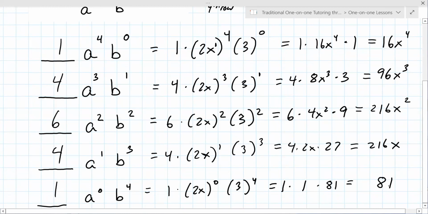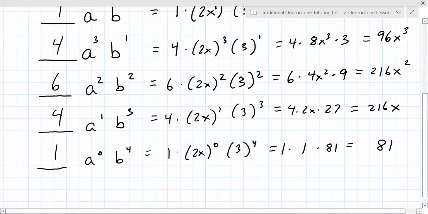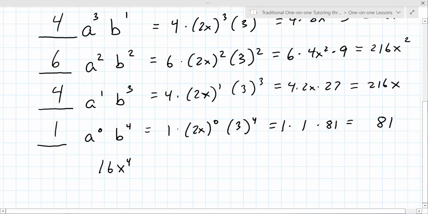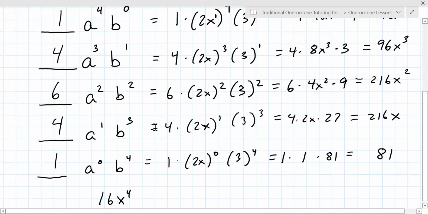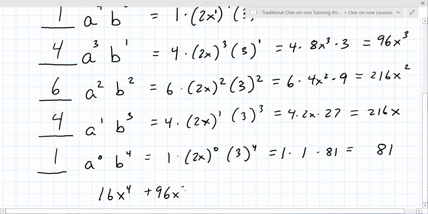So even though this is your answer, you have to rewrite it in the form that they want. You want to show it as a polynomial. So it's 16x to the fourth plus 96x cubed plus 216x squared plus 216x plus 81.